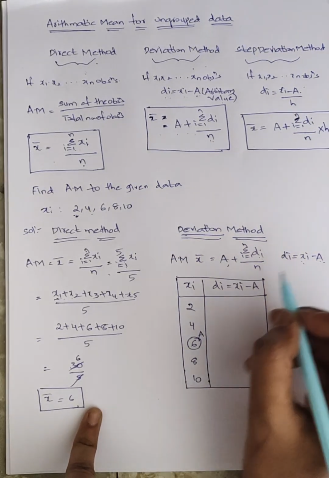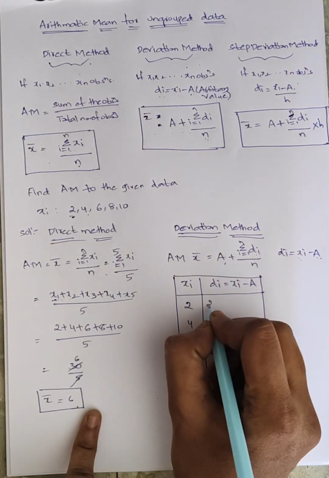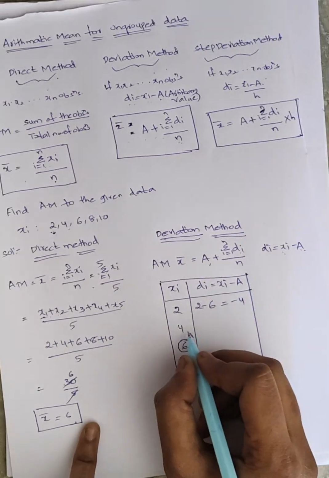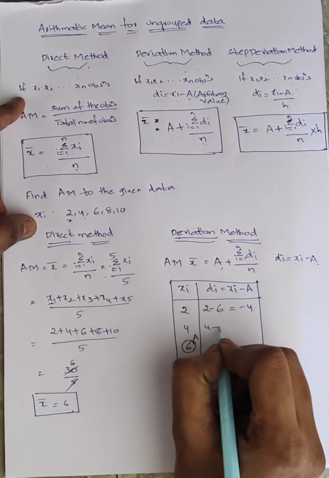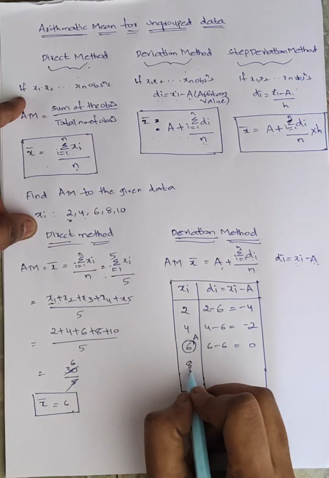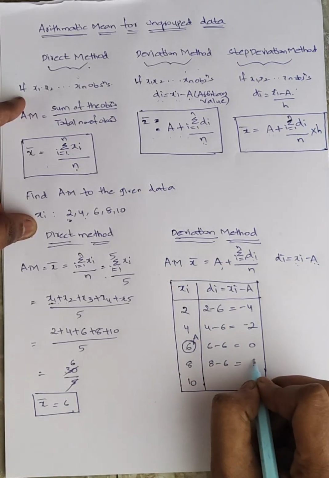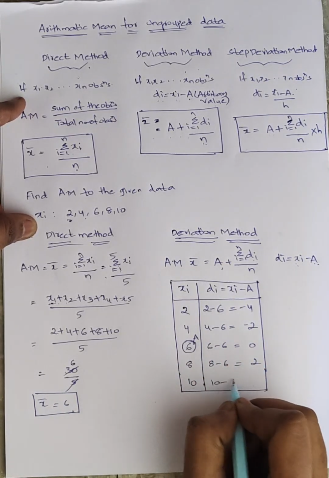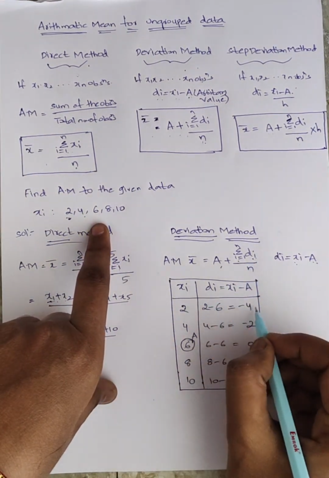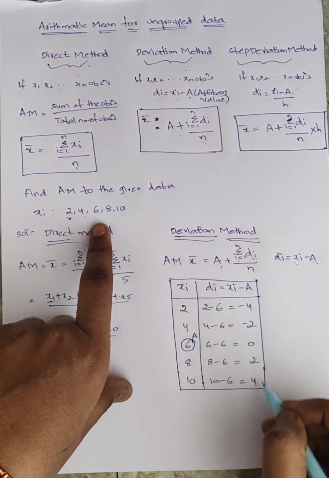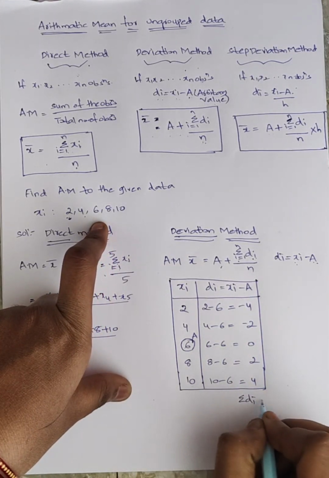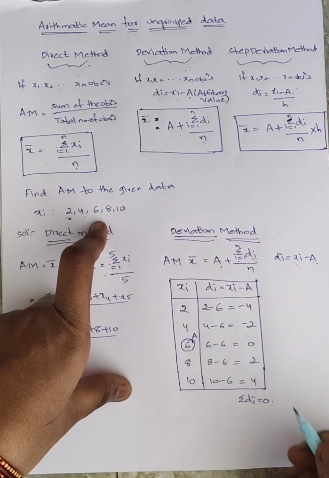Xi minus a. First observation is 2. 2 minus a means 6. 2 minus 6 is nothing but minus 4. Next 4 minus 6 is nothing but minus 2. 6 minus 6 is 0. 8 minus 6 is 2. 10 minus 6 is 4. We want summation of di. We have to add all these values. Minus 4 plus 4, minus 2 plus 2, both will cancel. So we'll get summation di value as 0. If you add all these values, we'll get 0.